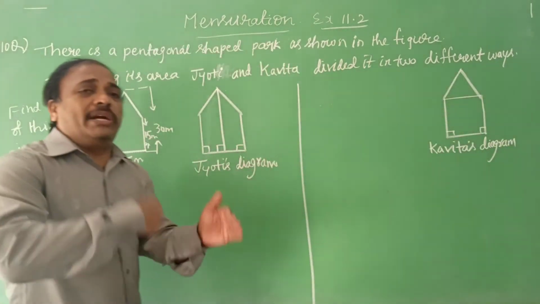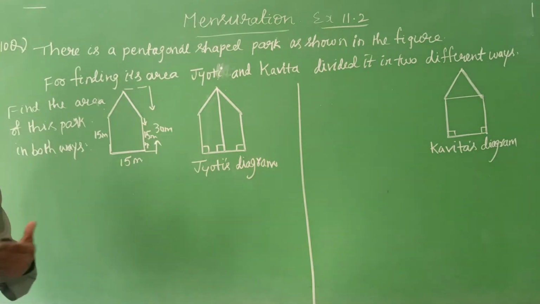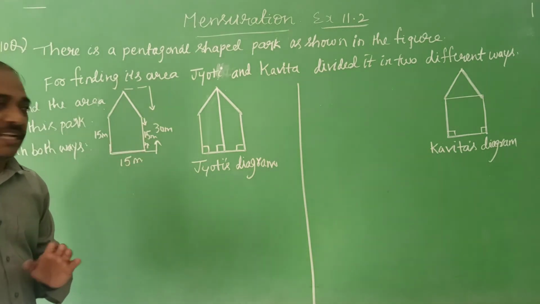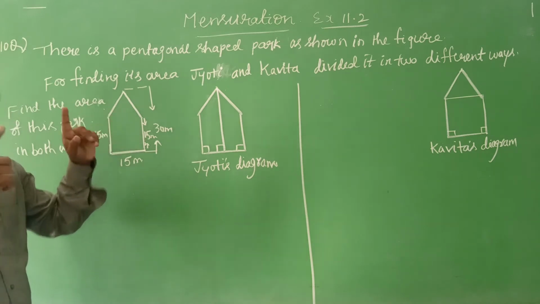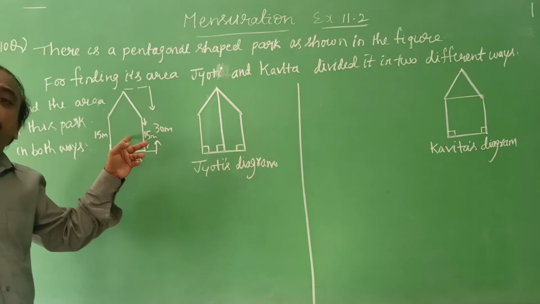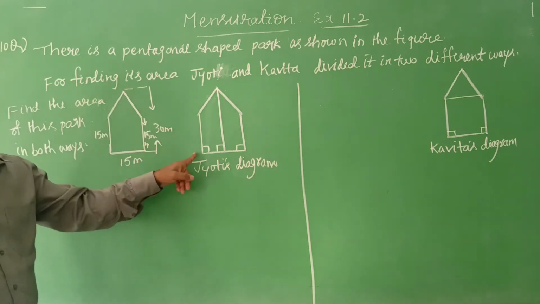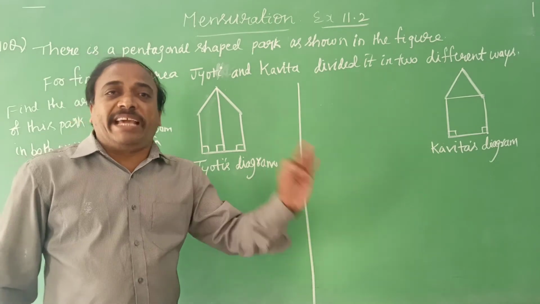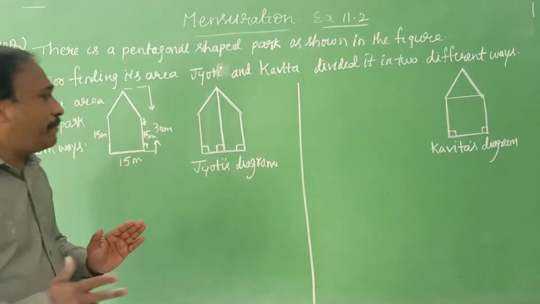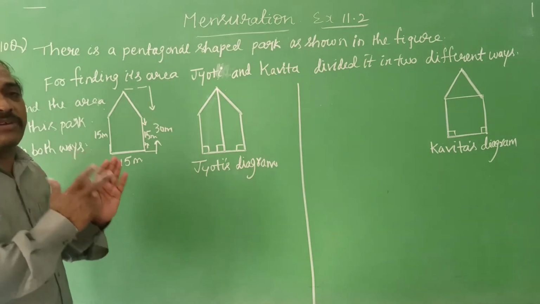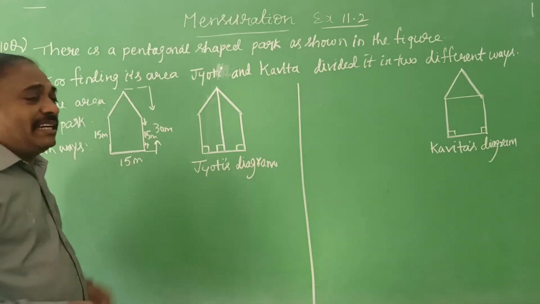But whoever tries in different ways, whatever the way you try, will the area remain the same or will it change? The park is the same. Boundaries are the same. So area, yes, you are right, remains the same. Whether Jyoti's method or Kavita's method, the area must be the same because the shape is the same. We are just finding its area in different ways.